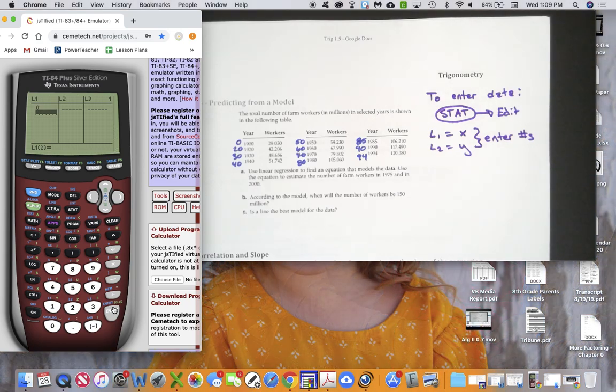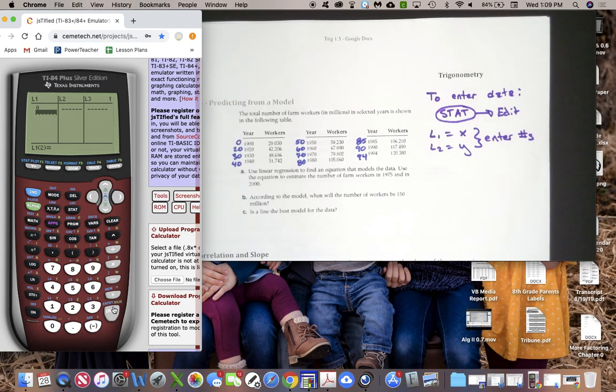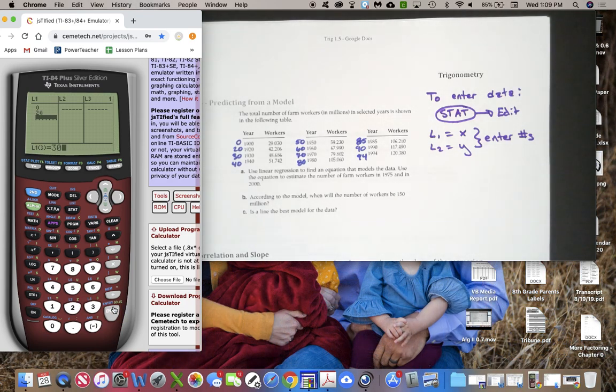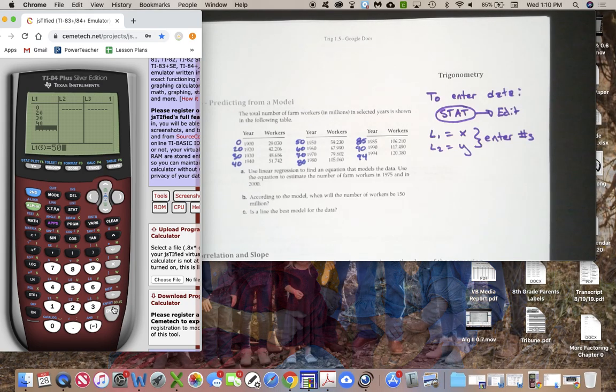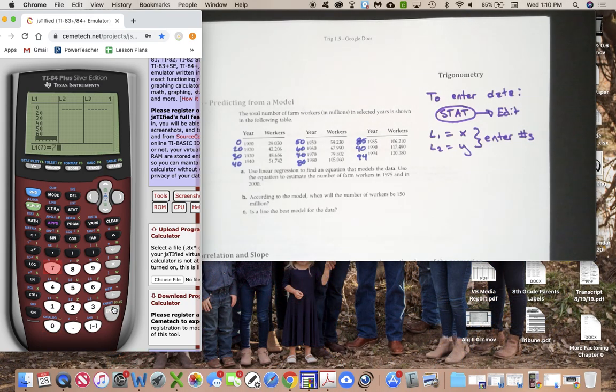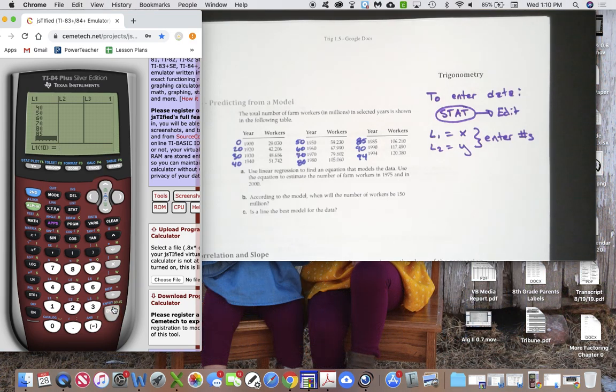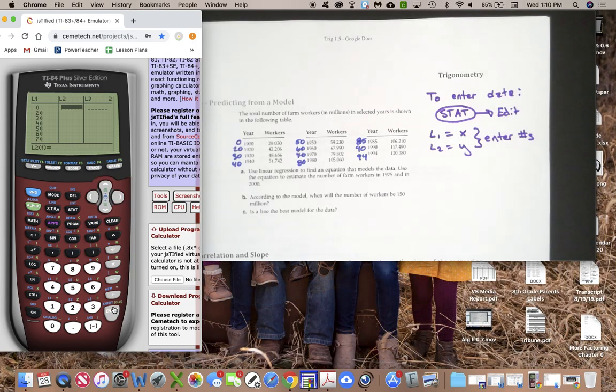If you're using the calculator on your Chromebook, you should just be able to type and hit the enter key. You don't have to hit the buttons on the keypad. So 0, 20, 30, 40, 50, 60, 70, 80, 85, 90, and 94 is where it stops. All right, now enter your stuff in L2.